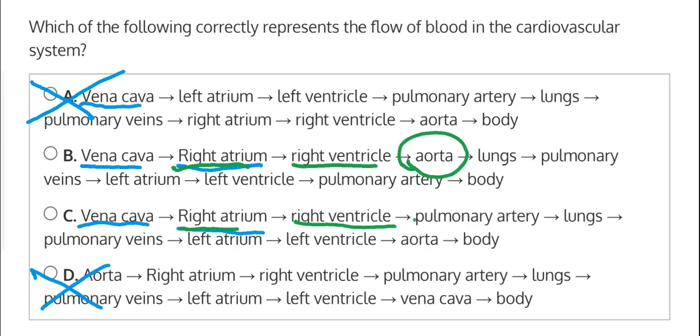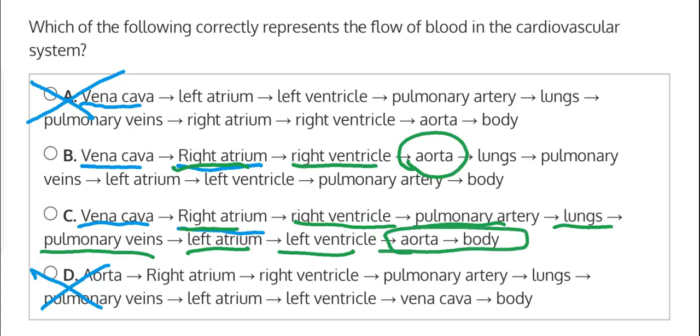The next step would be the pulmonary arteries to get to the lungs, pulmonary veins to go back to the heart, to your left atrium, left ventricle, and then to the aorta, to the body. So option B was also incorrect, so we can eliminate that. And then as we could see, option C is our correct answer here, that's the order that we decided.